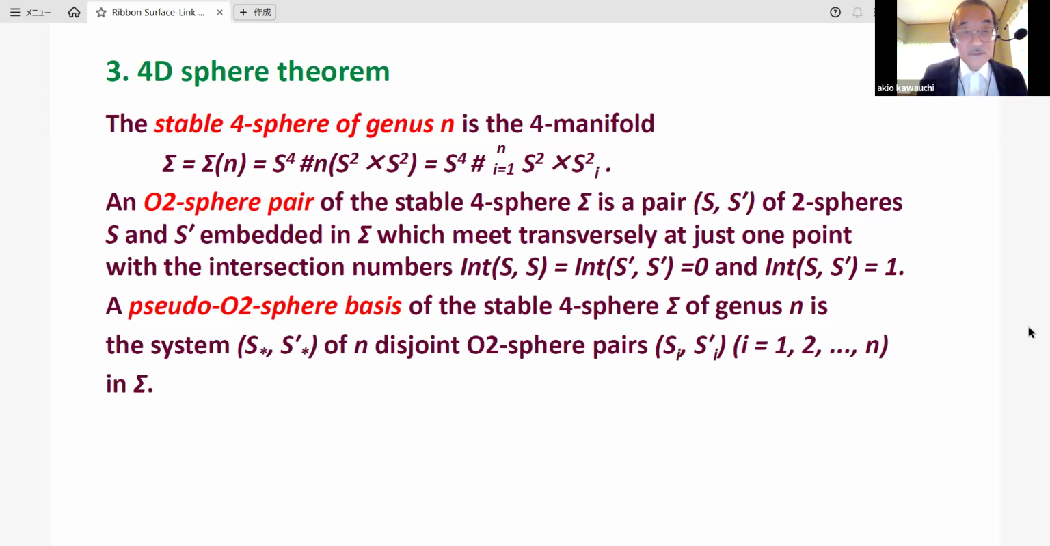A pseudo-orthosphere basis of the stable four-sphere Sigma of genus n is the system S*, S'* of n disjoint orthosphere pairs S_i, S'_i in Sigma.